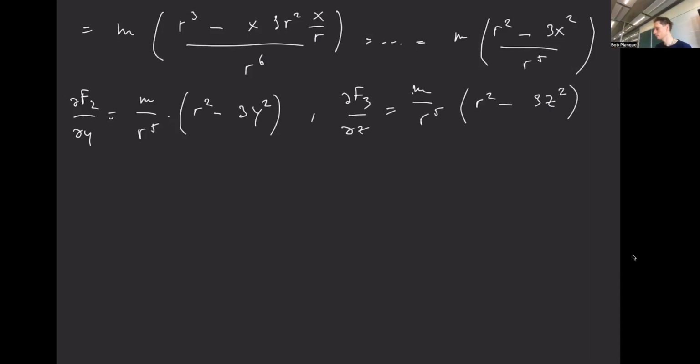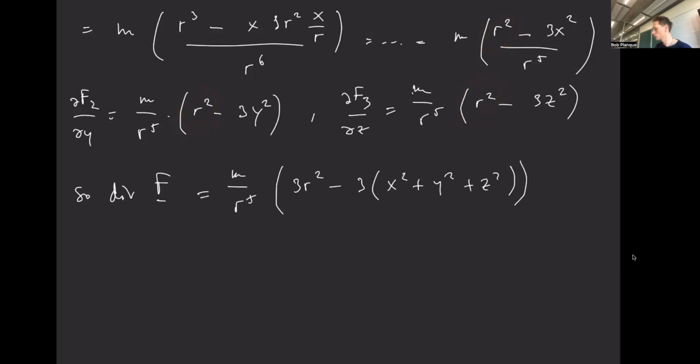If you sum these, you get m over r to the 5 times, well, you get 3r squared that you have to sum. And then you have to deduct 3 times x squared plus y squared plus z squared. But that, of course, is also r squared. And so this is 0. I see some nodding heads, as in, I can do this. Good.